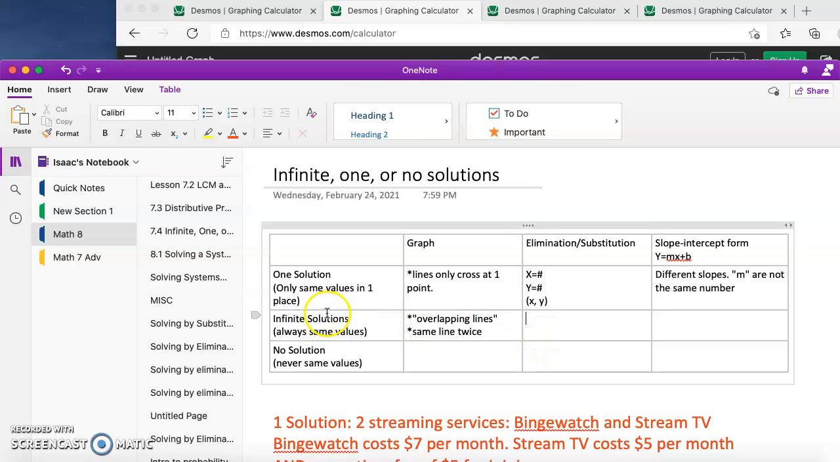Now if I've got infinite solutions to tell by elimination or substitution, that would be something where your last line of work would say 0 equals 0, or a number equals itself. And finally, in slope-intercept form, it's when you've got the same equation, where you've got the same slope and the same y-intercept.